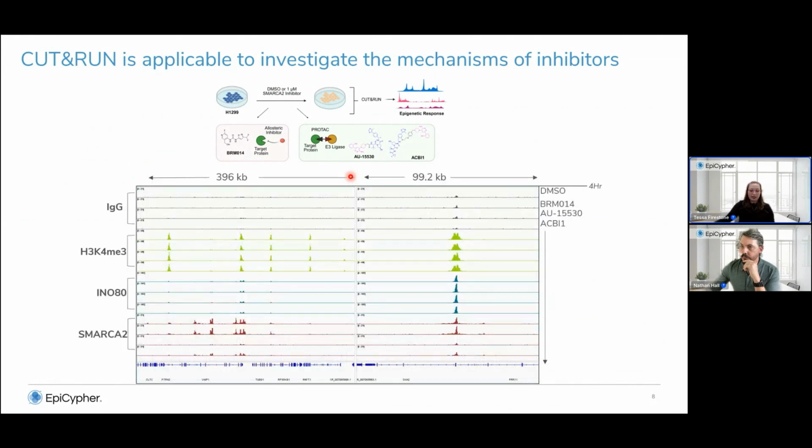So here we are looking at genome browser tracks and comparing CUT&RUN signal for histone modifications, as well as a non-remodeler target, INO80, and the remodeler target, SMARCA2. In the control condition and in the allosteric inhibitor, we can see strong signal for SMARCA2, whereas in the PROTAC-treated condition, we're seeing a peak loss and decreased peak enrichment, indicating the protein loss. I also want to highlight the signal for INO80, and that is the signal is not lost in the presence of any of the compounds, and this shows the specificity of the compounds to their target. So together, these data demonstrate how CUT&RUN can sensitively detect protein loss and distinct mechanisms of inhibitors.